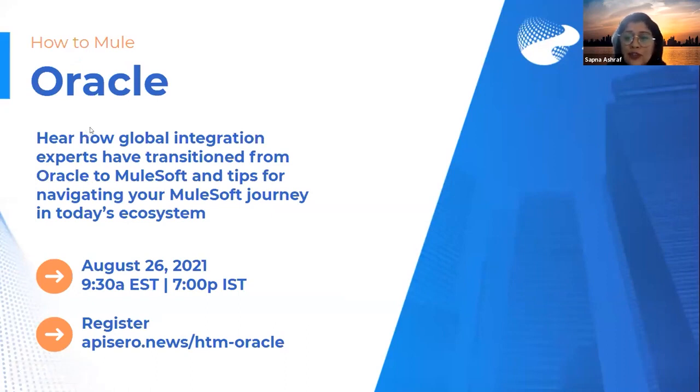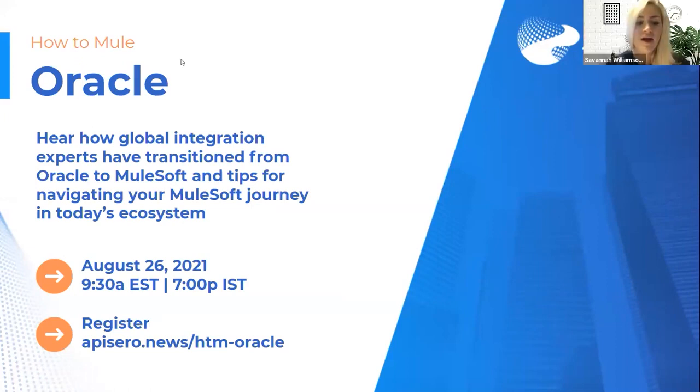So what is the next session? Savannah, over to you. Oh, thanks, Sapna. So our next How to Mule breakout session will be on Oracle, and it'll be on August 26th. You will receive an email invitation if you'd like to join this.